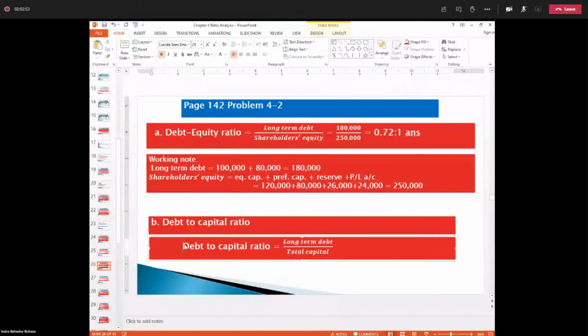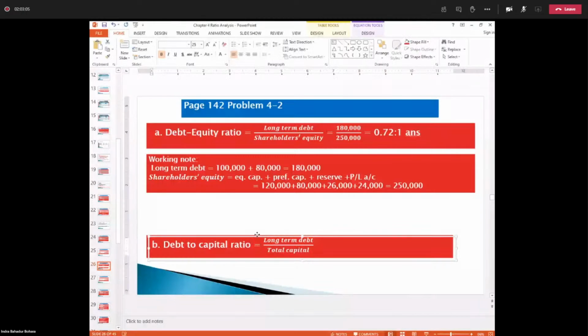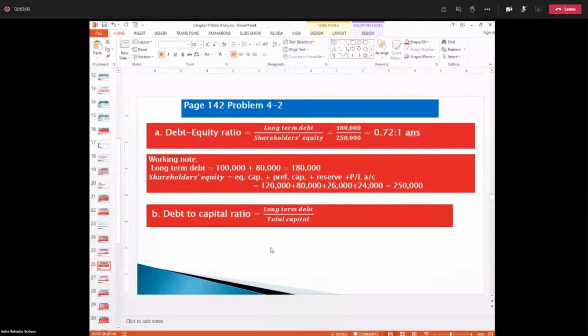Next, B number is the debt to total capital ratio, or debt to capital ratio. Debt means long-term debt, divided by capital, which means total capital. The first factor, debt, is in the numerator. The second factor, capital, is in the denominator, and that is called total capital. Long-term debt we already calculated as 1,80,000, divided by total capital.